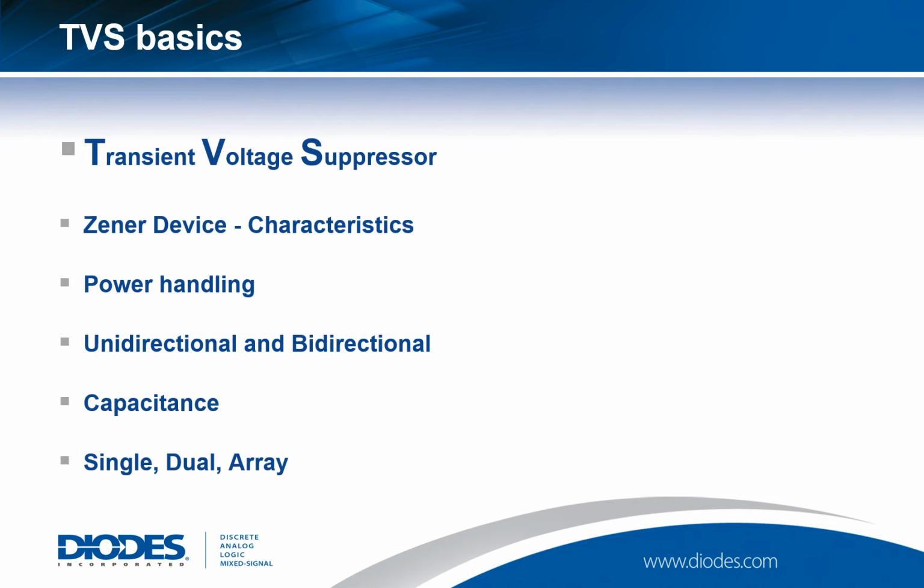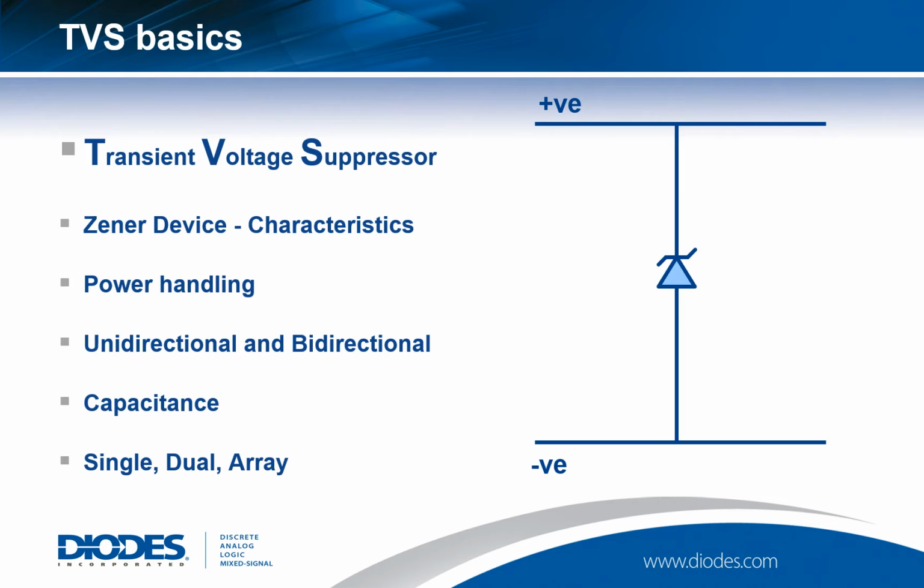To begin with, though, how do we implement a TVS? And it's really quite simple. You have two voltage rails or two voltage points, and you just simply put the device across the two. It will clamp any transient above a given level between these two points.